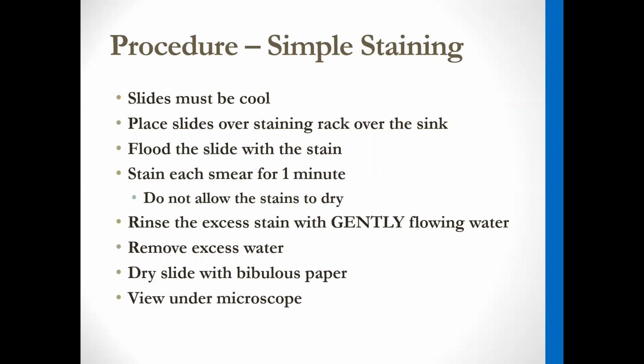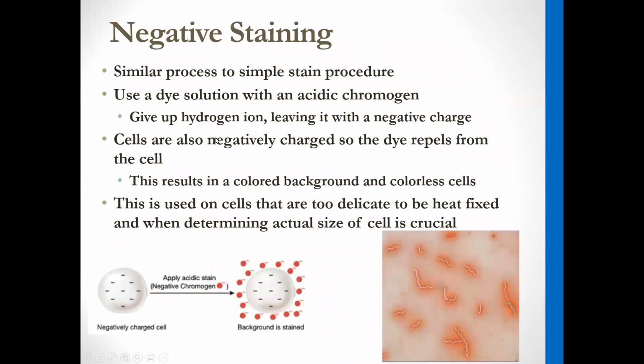morphology and arrangement. Now, you cannot determine the size of these cells because the heat fixing process causes cells to kind of shrivel a little bit. So the exact size of them is altered when you pass your slide through the Bunsen burner. And so if you need to know the exact size of your cells, you're going to want to use the negative staining procedure. And so the negative staining procedure is relatively simple as well, but this process does not use heat fixing. There is zero heat fixing in this procedure.